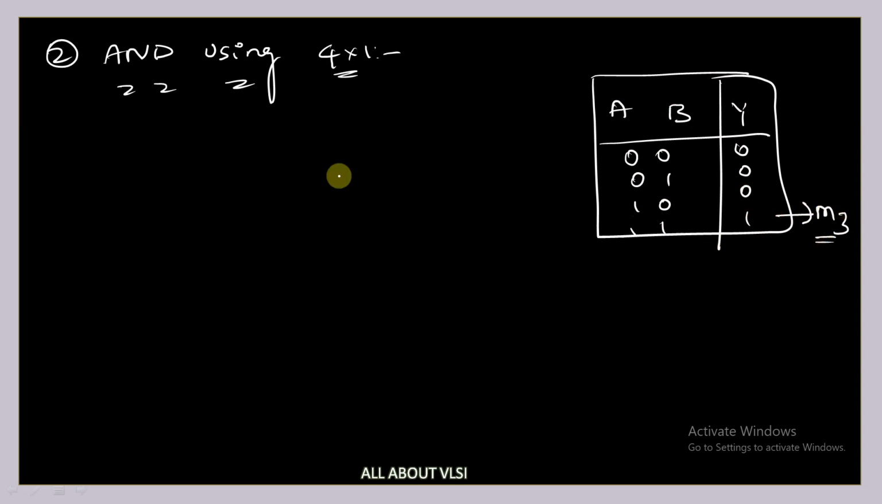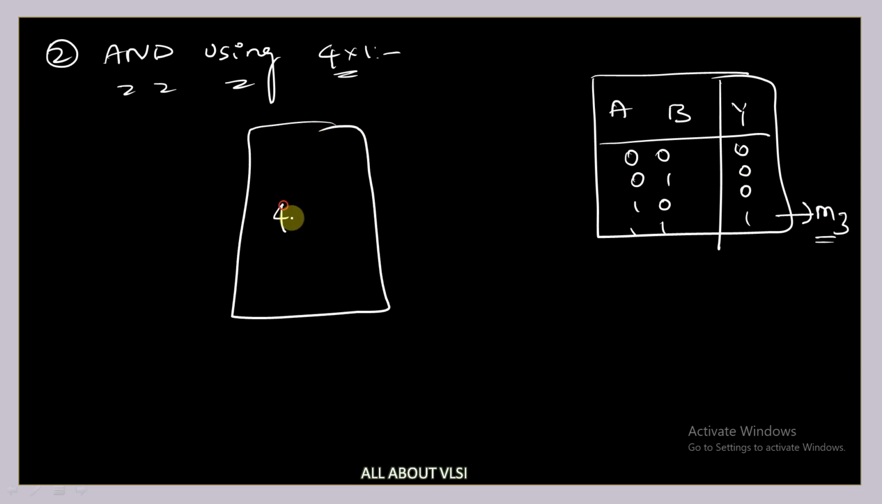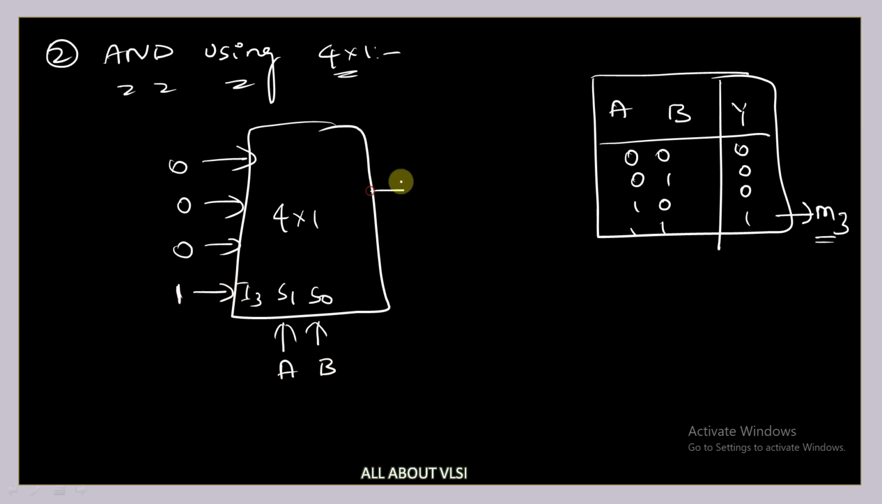M3. So what you're going to do is draw a 4 cross 1 mux with select lines S0 and S1. You're going to take all your inputs as 0 and just activate the third minterm I3. Just provide 1. And this is your A and B. You're going to get your output Y equal to A dot B. Okay.